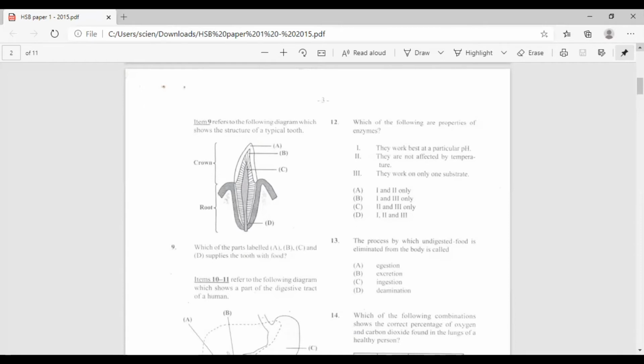They are not affected by temperature. All enzymes are temperature specific, so that's out of it. And then 3, they work on only one substrate. So the answer would be 1 and 3, that's B. So number 13, the process by which undigested food is eliminated from the body is called. We have A, egestion, B, excretion, C, ingestion, D, deamination. So the answer is A, egestion.